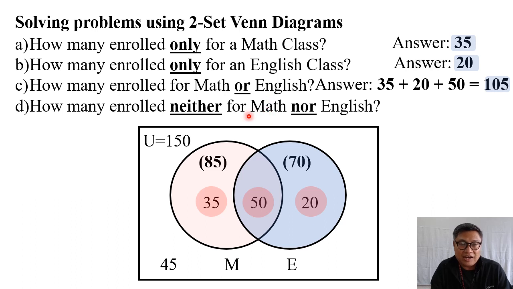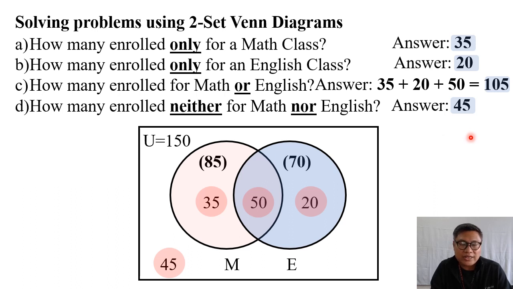For letter D, we are asked how many enrolled neither for math nor in English, meaning those who did not enroll either in math or in English or both math and in English. So in this case, we can see that there is 45 outside, and that would be the answer, class. So the answer would be 45.